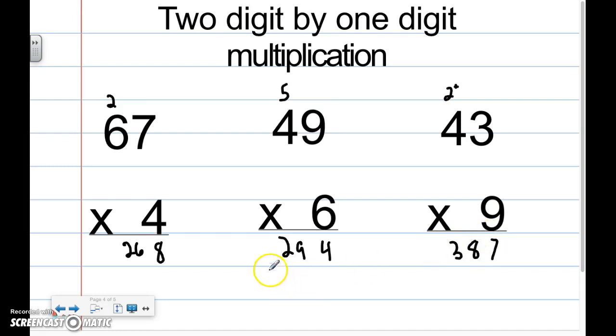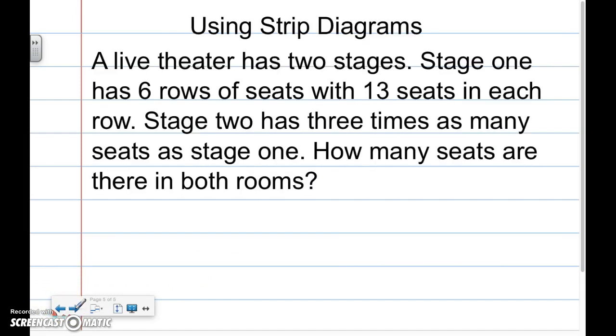Okay, so watch this as many times as you need to get a better grasp on this, but I'm going to move on. Let's talk about using a strip diagram in this problem. So a live theater has 2 stages. Stage 1 has 6 rows of seats with 13 seats in each row. Stage 2 has 3 times as many seats as stage 1. How many seats are there in both rooms? Well, I'm going to say for my answer, there are blank seats in both rooms.